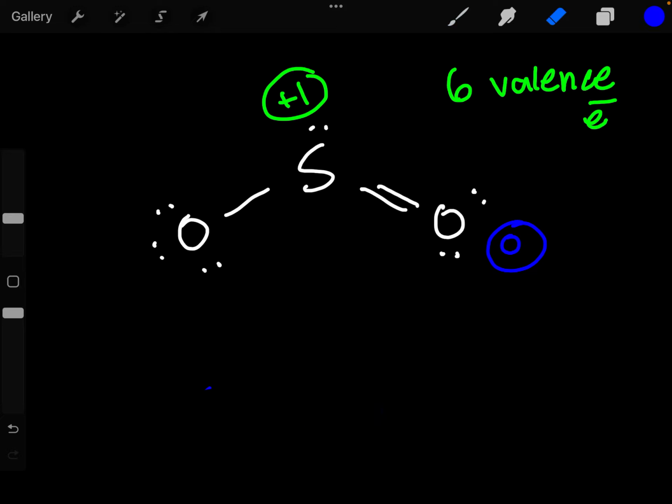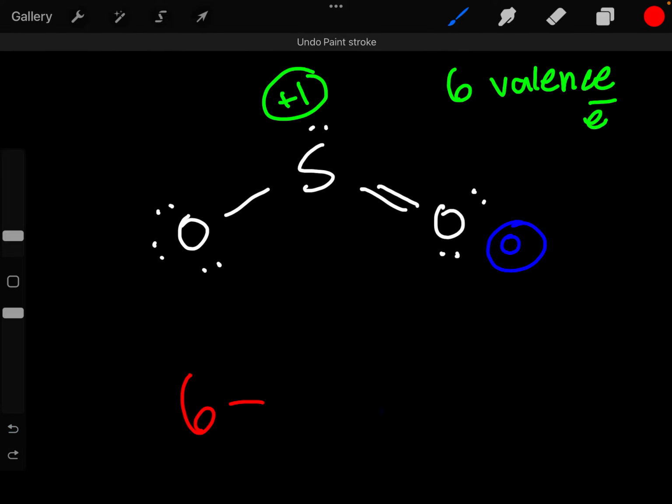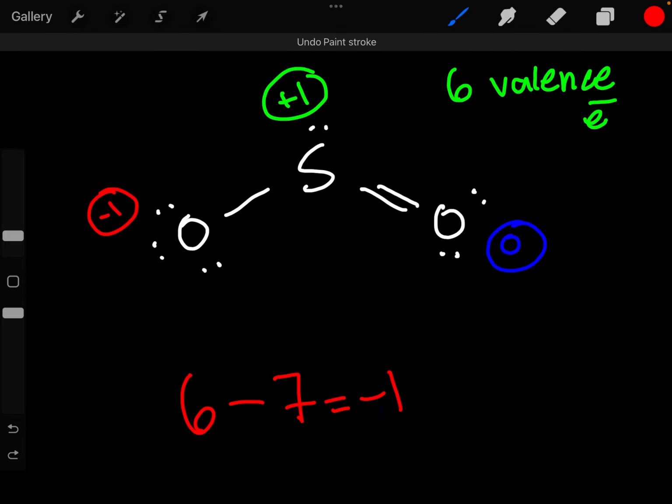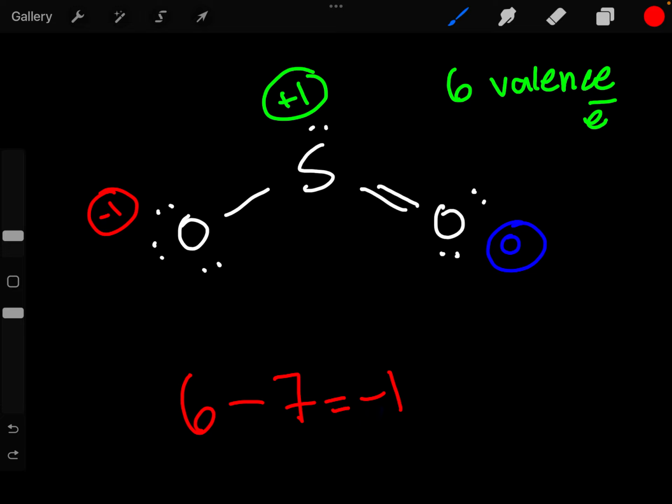Cool. Now finally, we have this other oxygen over here. This other oxygen also has 6 valence electrons. So 6 minus, now we have 1, 2, 3, 4, 5, 6, 7. 6 minus 7 equals negative 1. So this oxygen has a formal charge of negative 1. That is awesome. And now overall, the charge of this thing is 0, because negative 1 plus 1 equals 0. So that is really cool. Now let's find another formal charge.